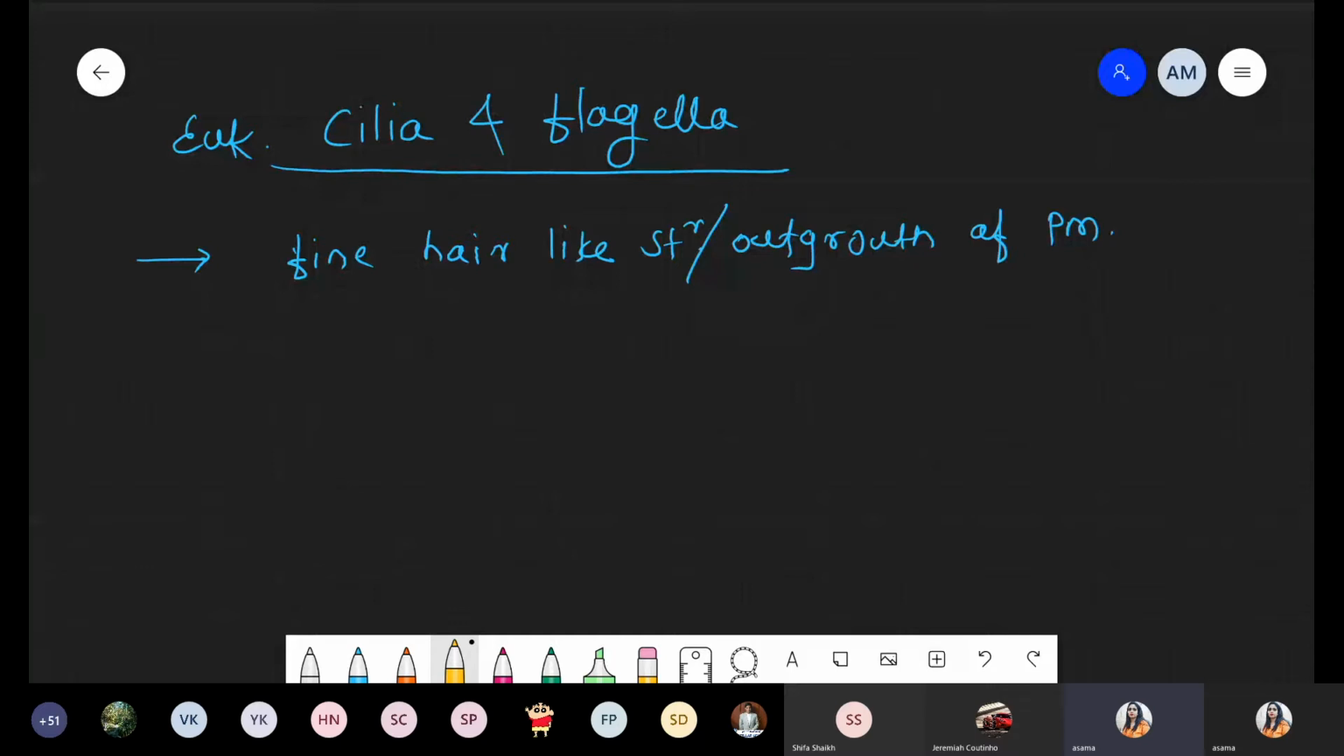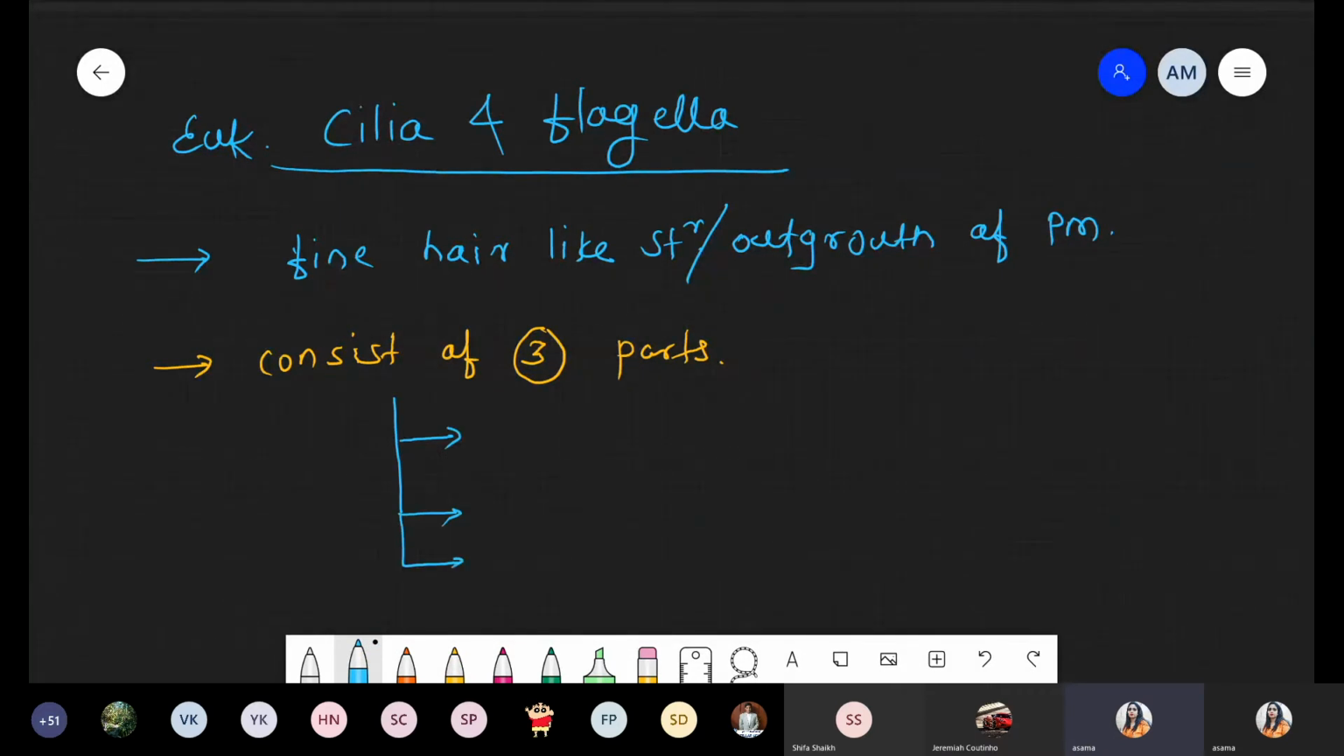Same scenario with respect to cilia and the flagella, both these parts consist of three parts, but the names are quite different. Those three parts, first of all we are talking about basal body, then the basal plate, and the next one that is shaft. So first part, basal body. Second part, that is basal plate. And the third structure is the shaft.